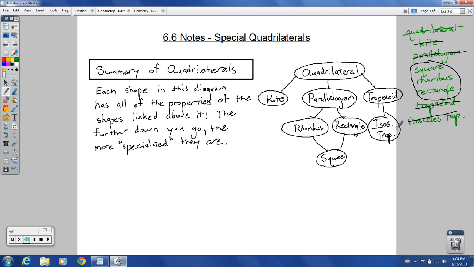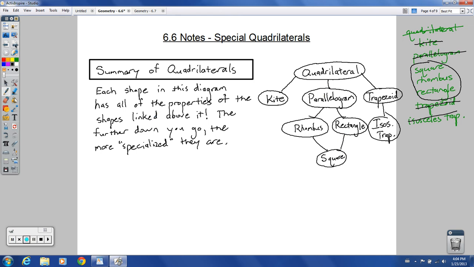An isosceles trapezoid would be a trapezoid, and it would be a quadrilateral. A parallelogram would only be a quadrilateral. A rhombus would be a parallelogram and quadrilateral. A kite would be a quadrilateral. A rectangle would be a parallelogram and quadrilateral. And a trapezoid would be a quadrilateral. I think I hit them all. So as you go up here, you're getting less and less specific. As you move down, you're getting more and more specific.